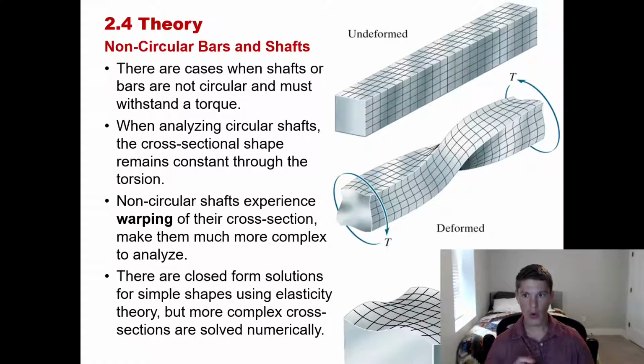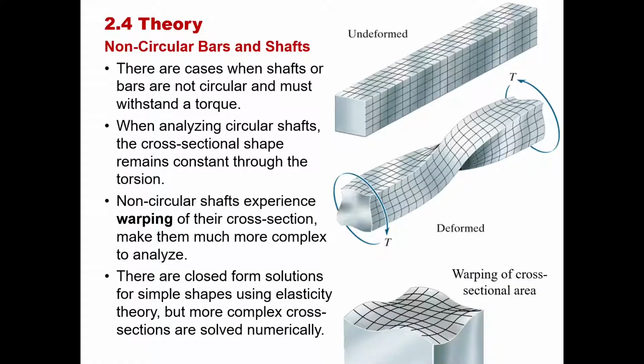So when we talk about non-circular bars and shafts, things don't happen the exact same way that they happen with circular shafts. So for instance here, let's take a look at this square cross-section shaft, and we are applying a torque to it. I'm going to go ahead and cover this up. So let's take a look at kind of what happens. And this is why non-circular shafts are so much more complex.